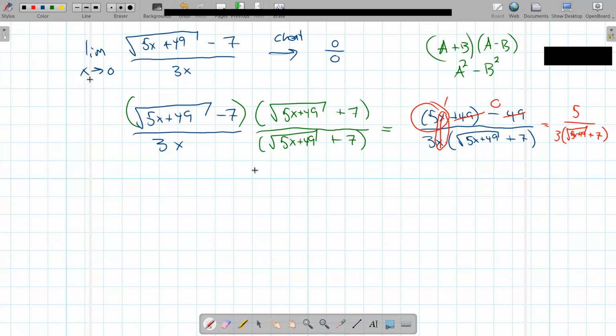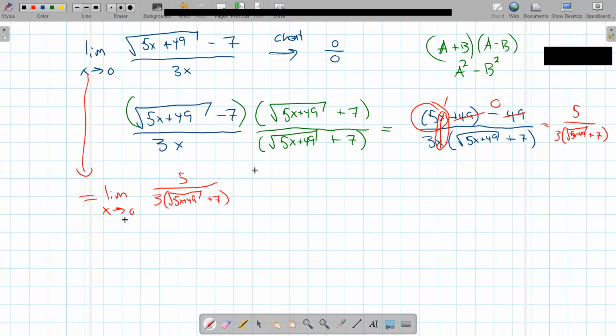So this limit right here is now equal to the limit as x approaches 0 of 5 over 3 times that square root plus 7.